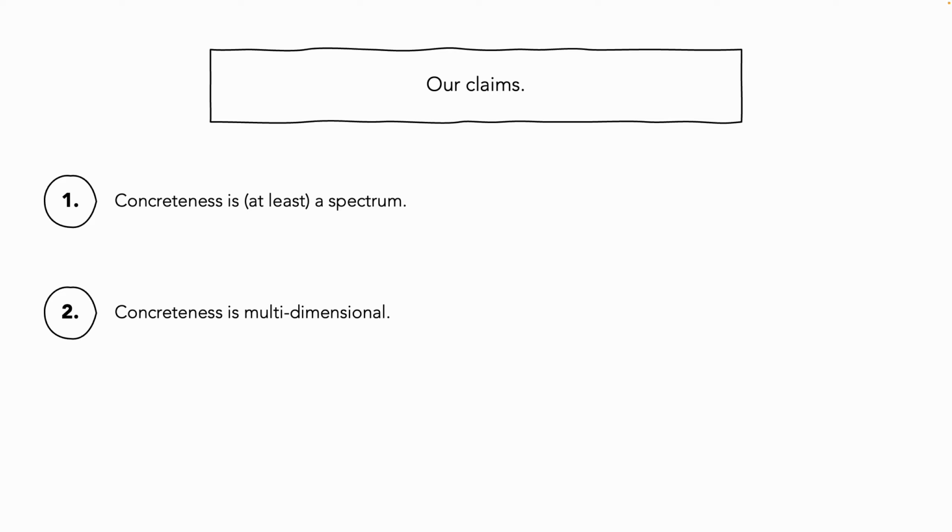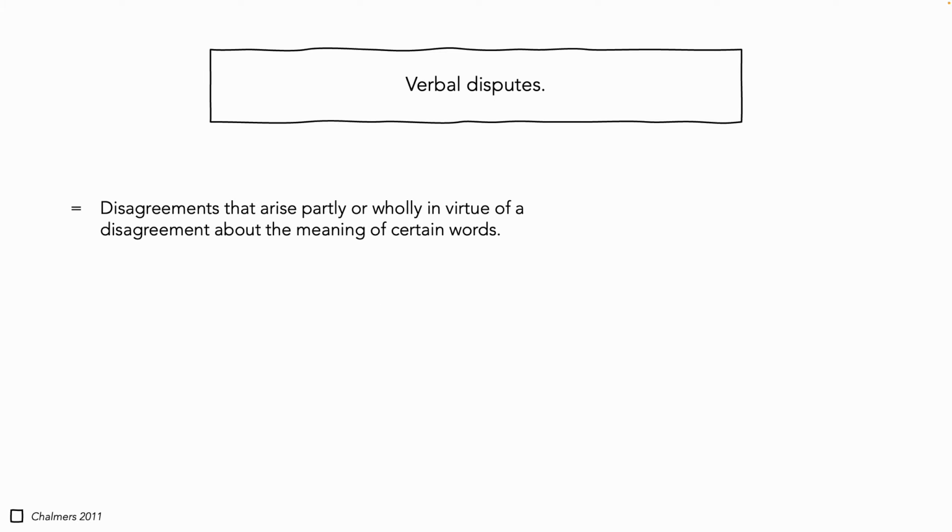And we were discussing this with Kenny, one of our co-authors who's a linguist, and he told us about the concept of verbal disputes. So verbal disputes are disagreements that arise partly or wholly in virtue of a disagreement about the meaning of certain words. Long story short, what we believe is that in our field, when we speak of concreteness and abstraction, we sometimes don't speak about the same things. So if we see different results or different implications, it might be because we're just not talking about the same thing. And our goal here with this paper is to identify and resolve those inconsistencies in mathematics education.